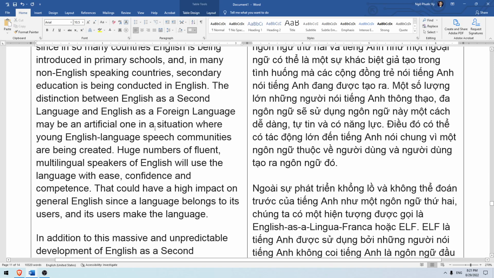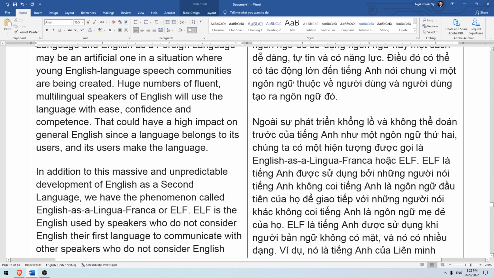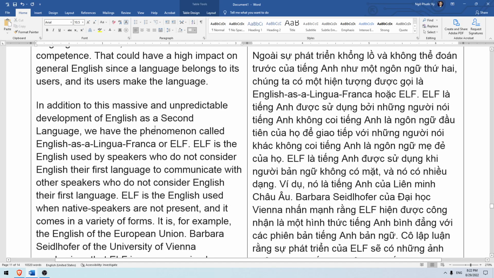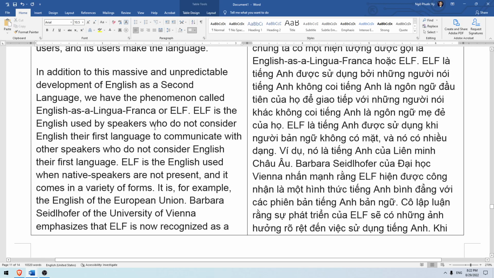The distinction between English as a second language and English as a foreign language may be an artificial one in a situation where young English language speech communities are being created. Huge numbers of fluent multilingual speakers of English will use the language with ease, confidence, and competence. That could have a high impact on general English, since a language belongs to its users and its users make the language.